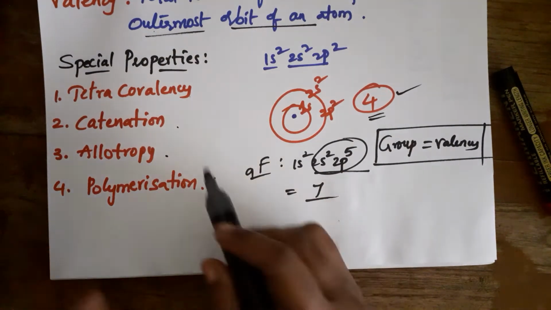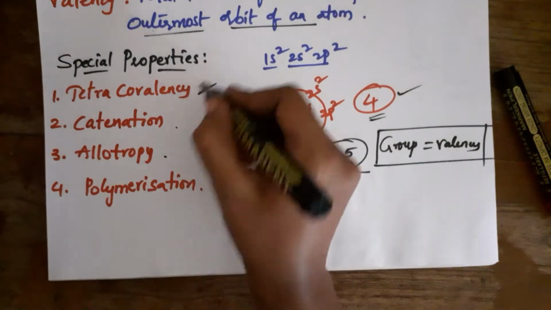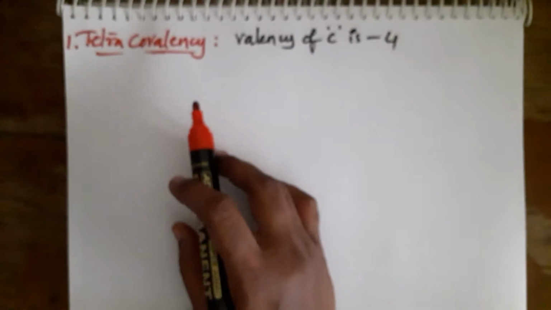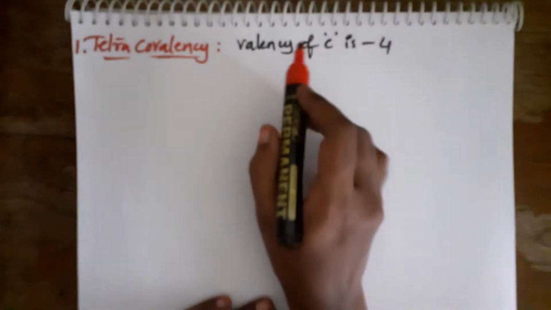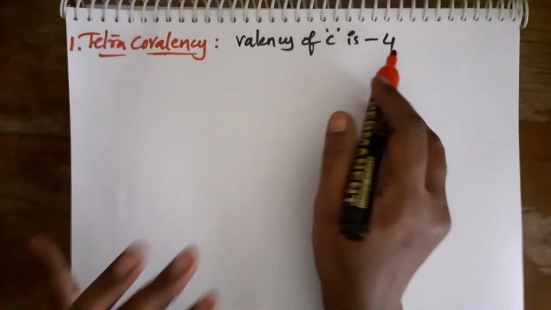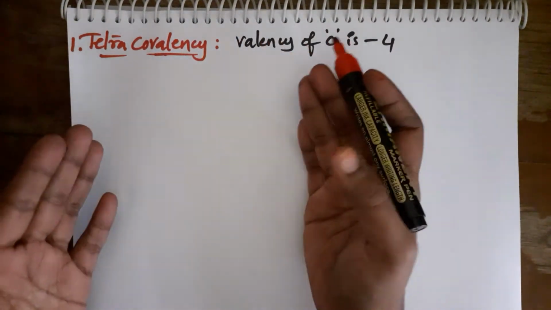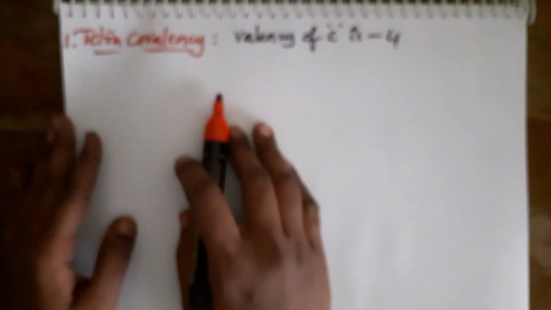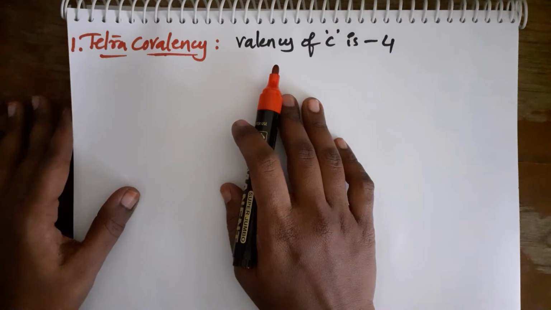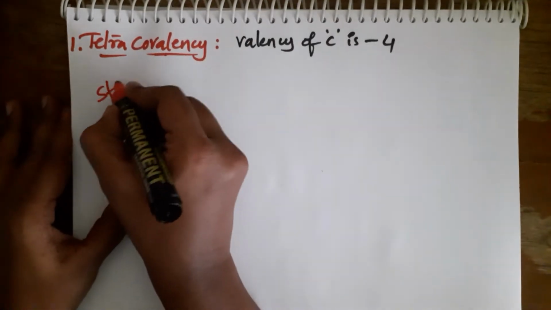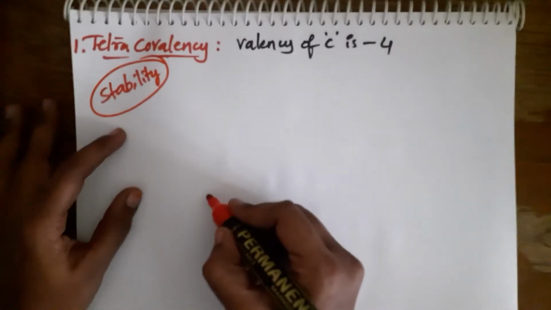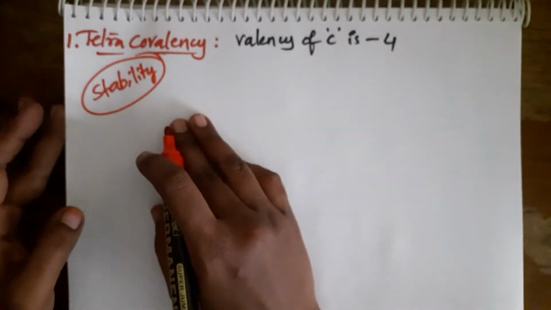Okay, first coming to the tetracovalency. What is tetracovalency? Here the valency of the carbon is 4. Okay, remember one thing here, the atoms, the elements react with one another and form new compounds. Why are the elements and atoms reacting with each other and forming new compounds? To get the stability only. In order to get the stability only, the atoms and elements get involved in the chemical reaction.